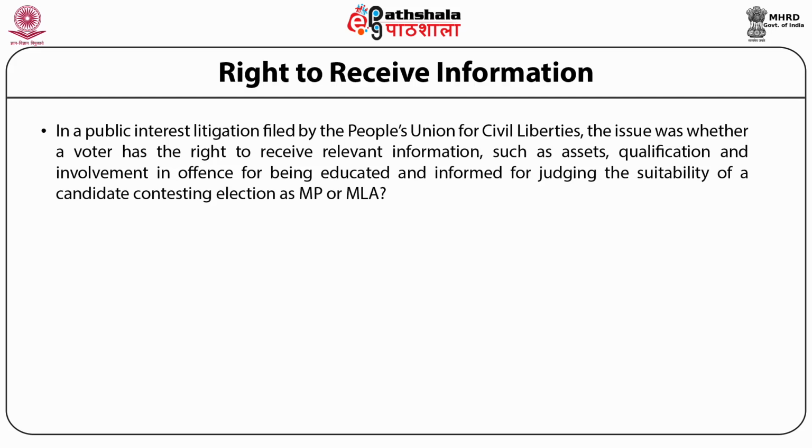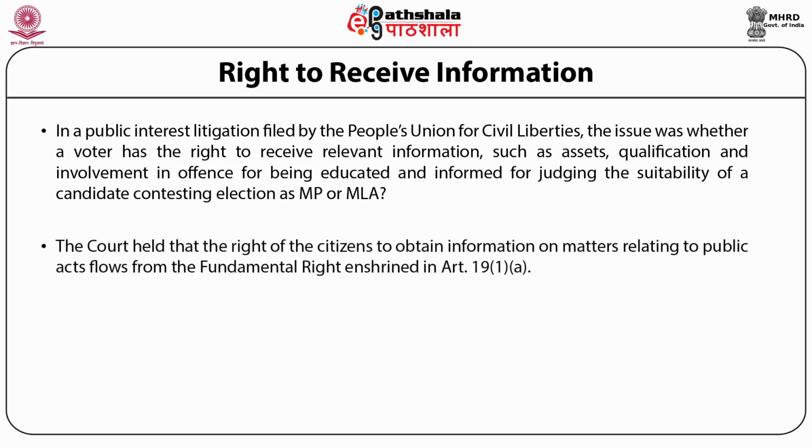A public interest litigation is a device that the Supreme Court has essentially invented. Under a PIL, an ordinary citizen of the country can approach the court on behalf of a marginalized group of citizenry that is unable to approach the court. Filing a PIL, the PUCL, the People's Union for Civil Liberties, sought to get a clear answer from the Supreme Court on whether the right to free speech and expression included the right to receive information.